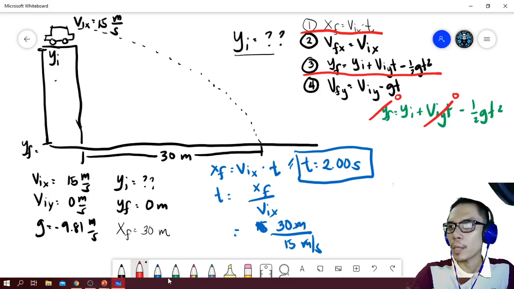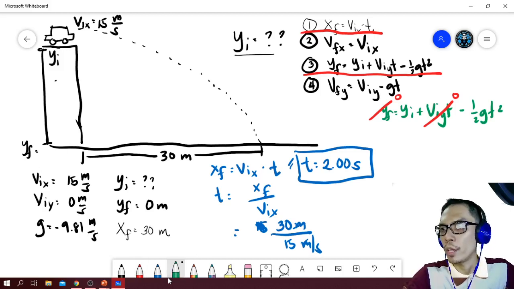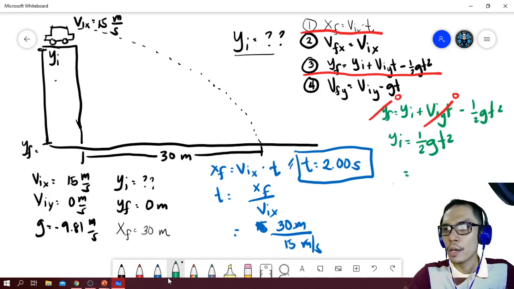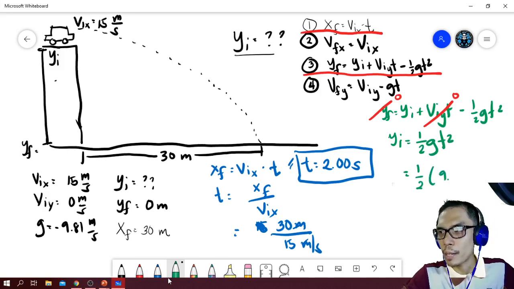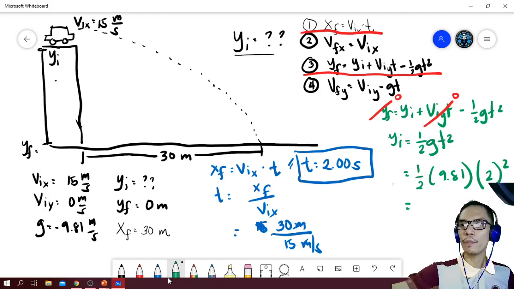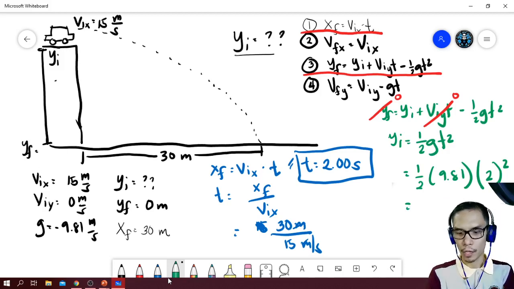So we can simply transpose, and the formula will look like this: y sub i is equal to 1/2 g t squared. We are now good to go, so let's substitute all the values. We have 1/2 times 9.81 times 2 seconds, 2 seconds squared.